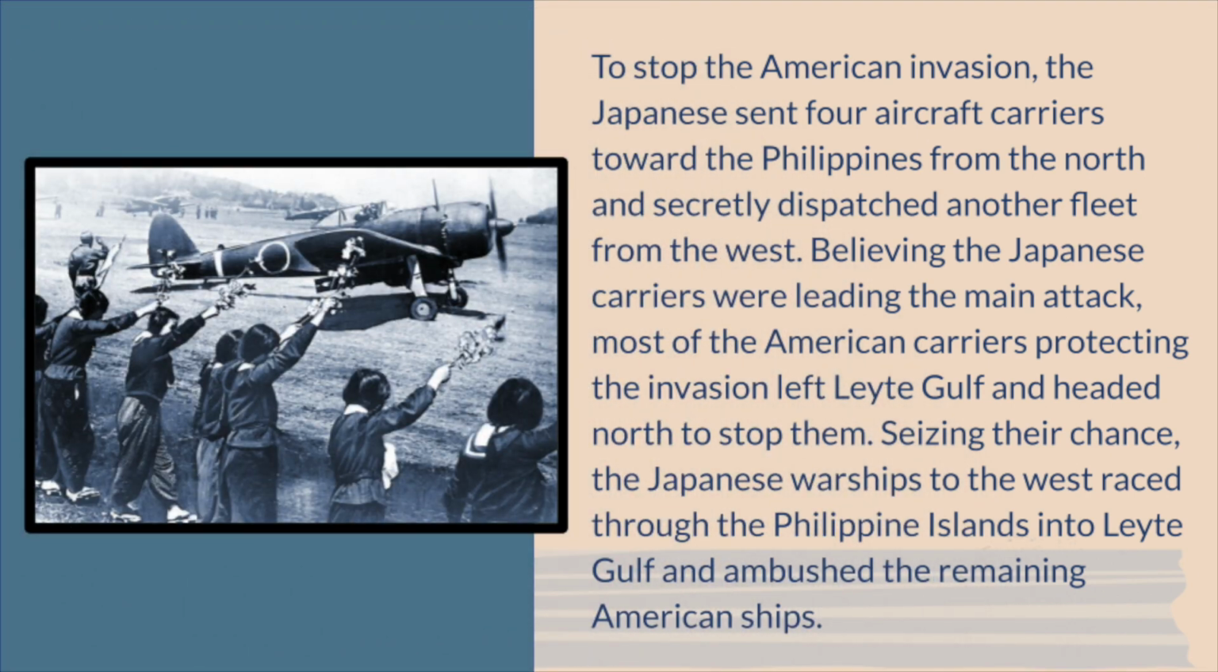To stop the American invasion, the Japanese sent 4 aircraft carriers towards the Philippines from the north and secretly dispatched another fleet from the west. Believing the Japanese carriers were leading the main attack, most of the American carriers protecting the invasion left Leyte Gulf and headed north to stop them. Seizing their chance, the Japanese warships to the west raced through the Philippine Islands to Leyte Gulf and ambushed the remaining American ships.